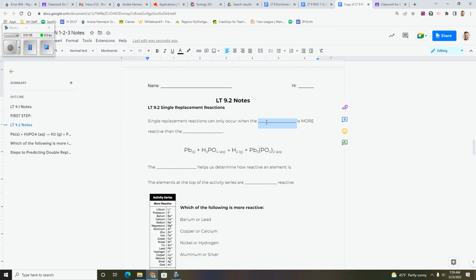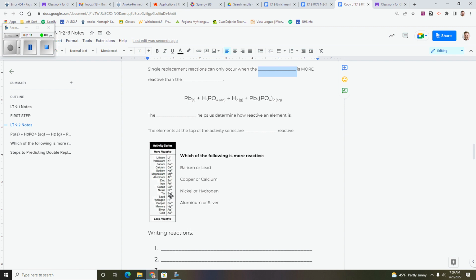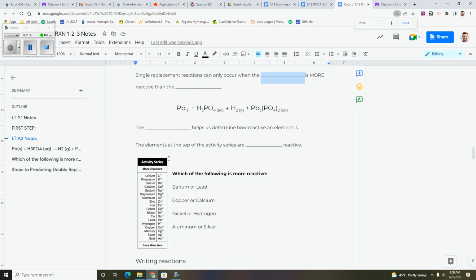Okay, so what's a single? Single replacement occurs when blank is more than blank. So if you look at the chart here, this is what we call the activity series. Get your periodic tables out. They're on the back side. This exact chart on the left is on the back side of your periodic table, okay? Find it just so you know where it is.